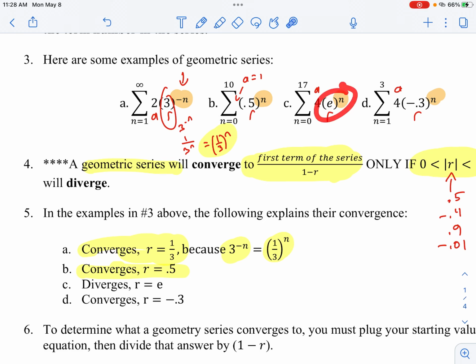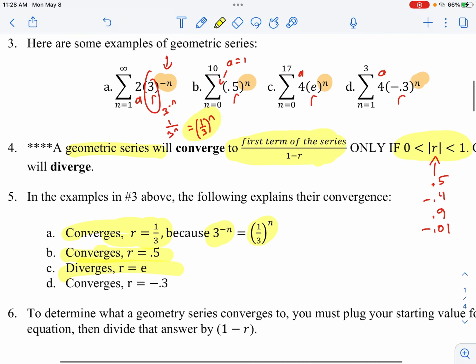Look at letter C. E to the n. Well, E represents what? 2.7 something. That's outside of the 0 to 1 bounds. So C diverges. And finally, look at letter D. 0.3 to the n. 0.3 is between 0 and 1, so that converges.